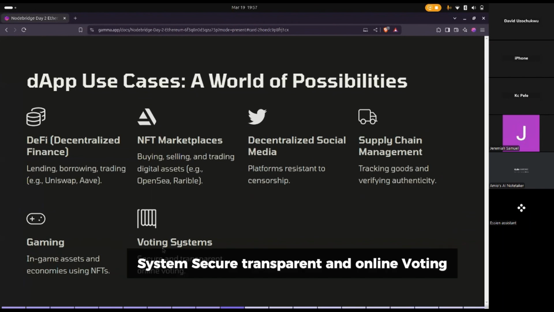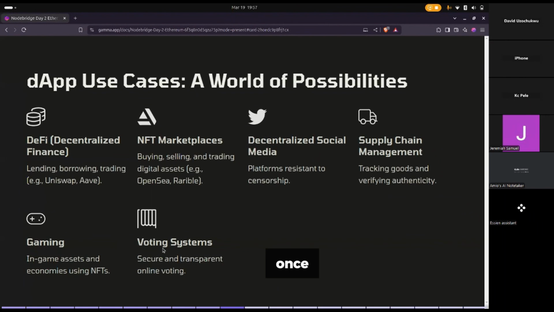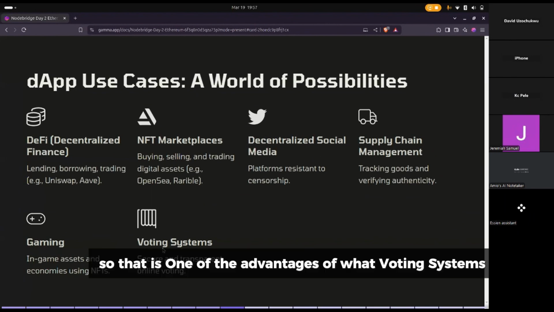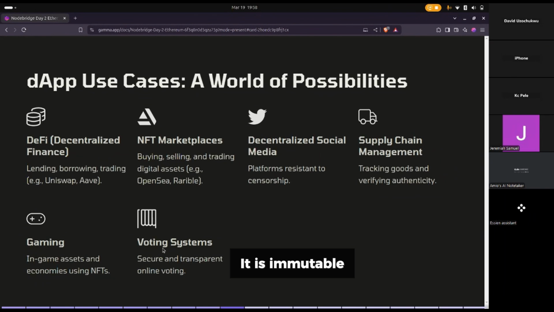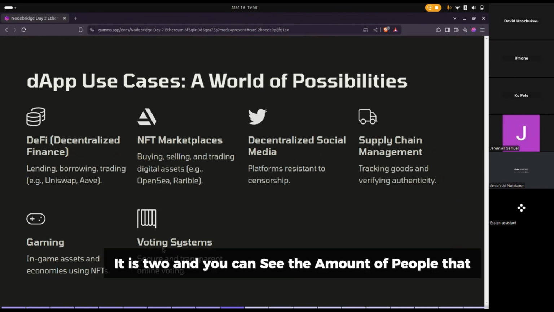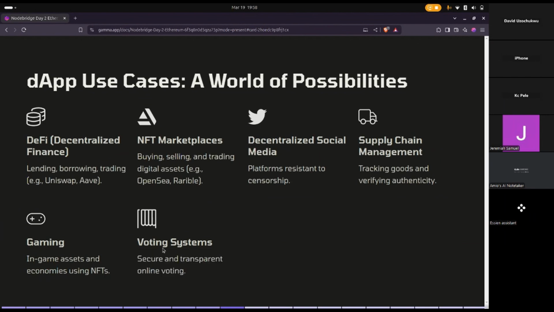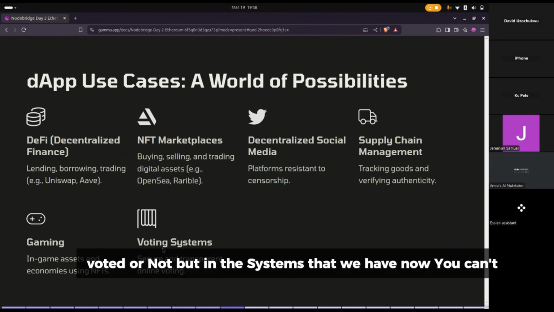So we have voting systems: secure, transparent, and online voting. Because on the blockchain, you can't reverse it, you can't manipulate it. So when you vote once, it is once. You can't duplicate it, you can't multiply it. So that is one of the advantages of voting systems on the blockchain. You can't manipulate it because it is immutable. The moment it is 10, it is 10. If it is 2, it is 2. And you can see the number of people that have voted or not.